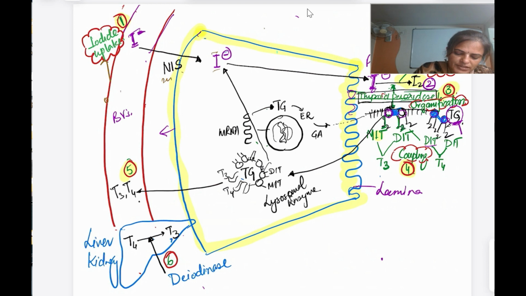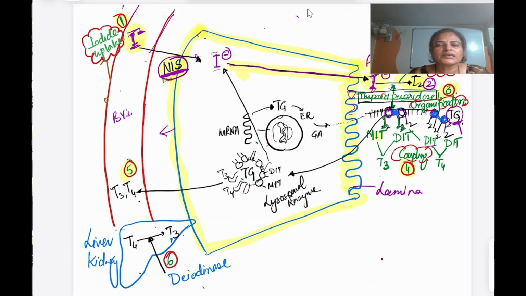So iodide from the diet is taken up by the cell with the help of this transporter, NIS, the sodium iodide symporter. This is going to transport the dietary iodide within the cell. Then it is going to cross the luminal membrane with the help of pendrin, and this iodide is converted, or oxidized, into iodine. So the first step is iodide uptake, the second step is oxidation.